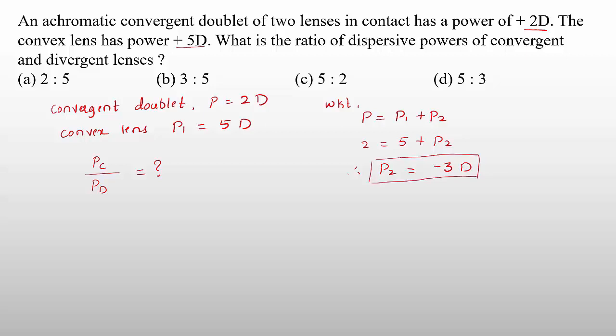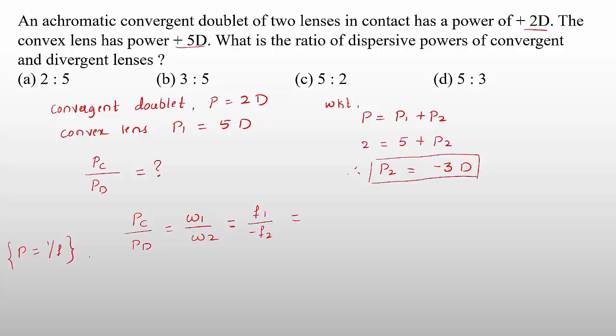Now we can calculate the dispersive powers, the ratio of dispersive power. See here, we want the ratio of convergent to divergent power, that is PC divided by PD. So here which is equal to dispersive power omega 1 divided by omega 2, right? So then we can write dispersive power for convergent and divergent lenses, so F1 divided by, for divergent we got minus F2, is equal to, we know that power and focal length both are inversely proportional because P equal to 1 by F.